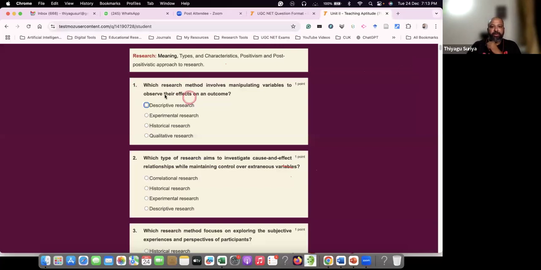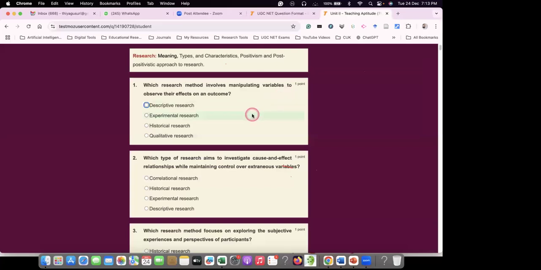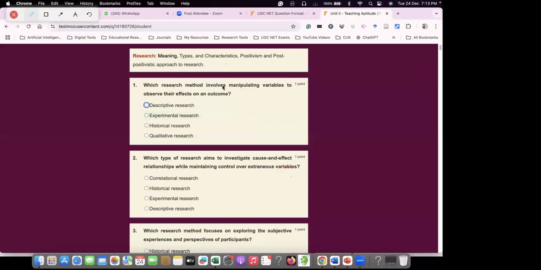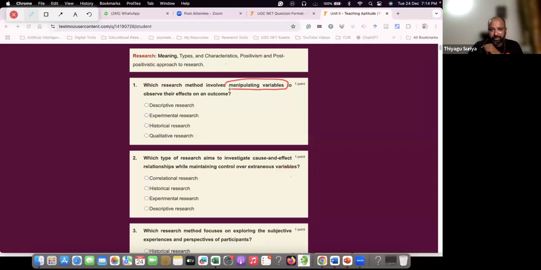Now, the first question: which research method involves manipulation of variables and observes their effect on outcomes? Answer. Can anyone give us the key term? What is the key term in this case? Listen, whenever you read the question, kindly read the key term. The term is manipulation, right?